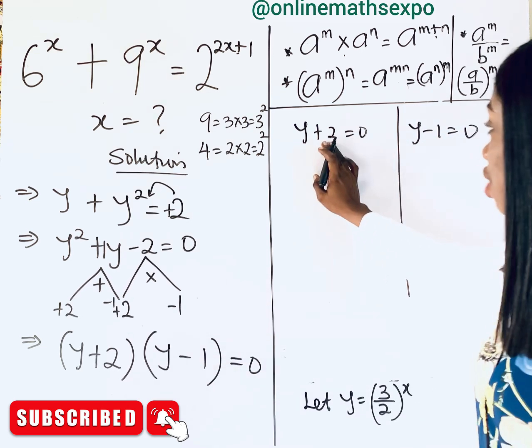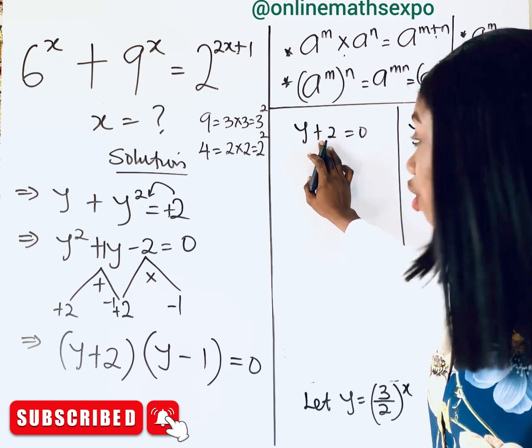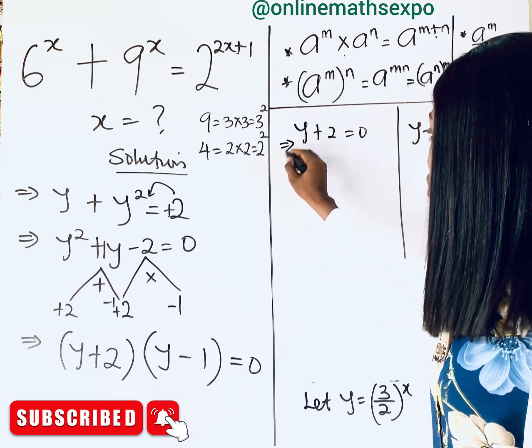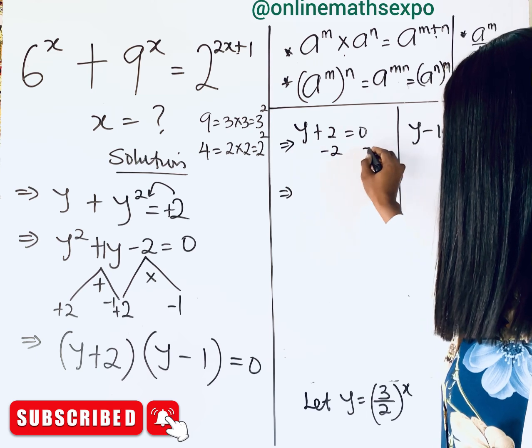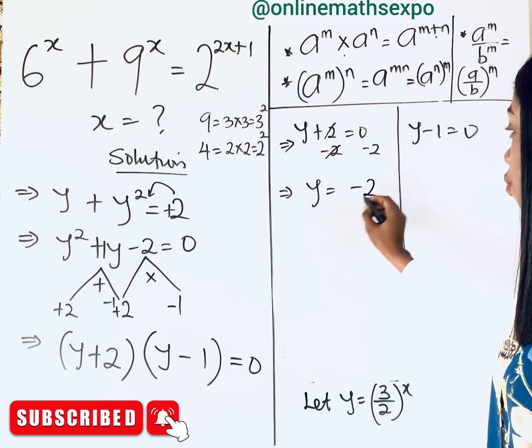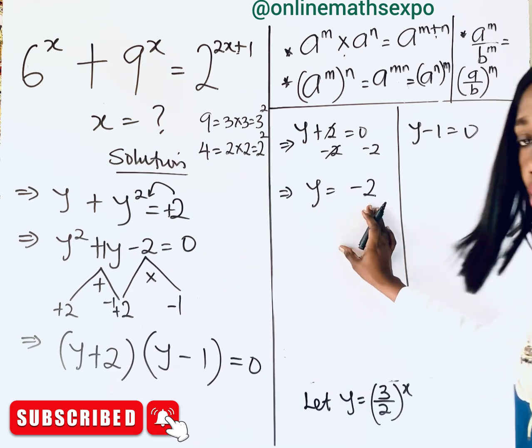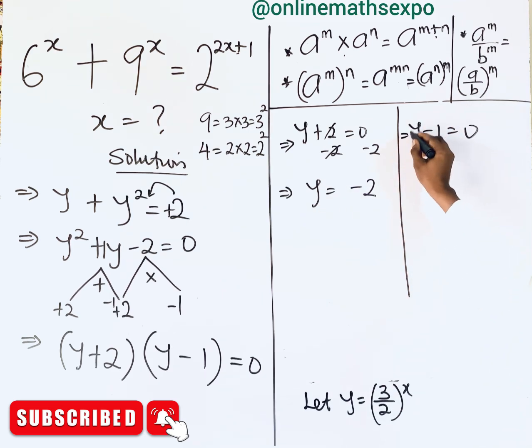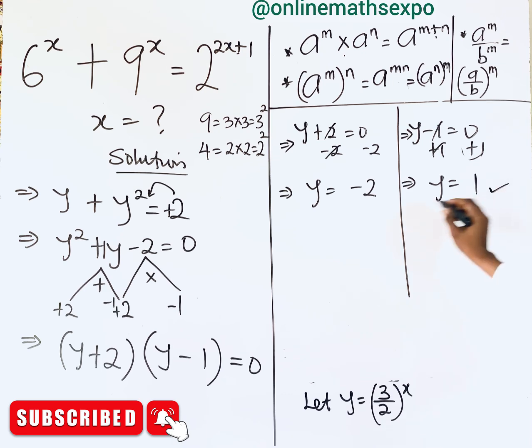Now what do you do? To get your y here, you subtract 2 from both sides. So if you do that, we're going to have y is equal to negative 2. So this is one value of y. Then here, you are going to add 1 to both sides. So if you do that, y gives you 1. So these are the two values of y.